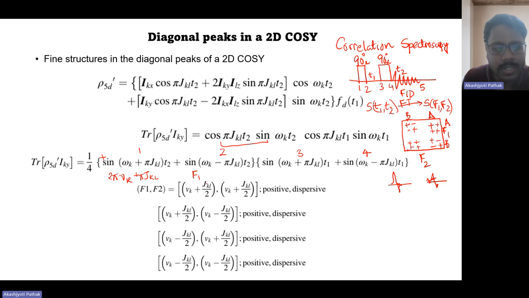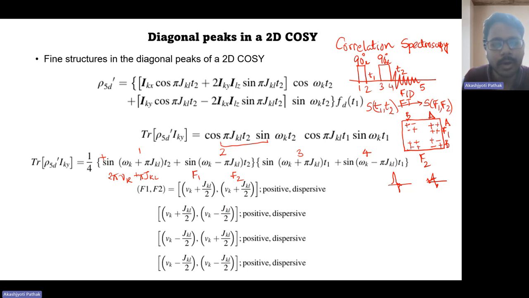Okay, so this is what you will get in the F1 dimension. At this point, you will get this peak. Then at nu k plus jkl by 2, you will observe the second peak. You will observe this in the F2 dimension at this point, nu k plus jkl by 2.